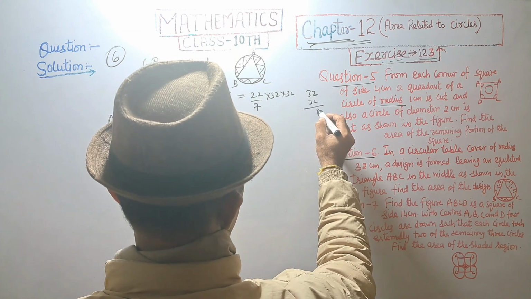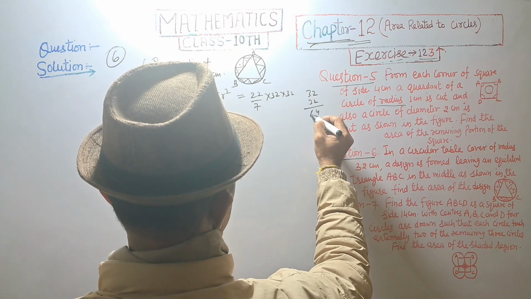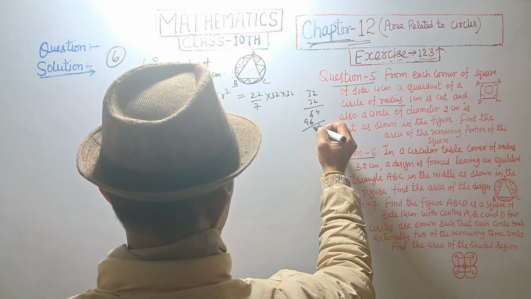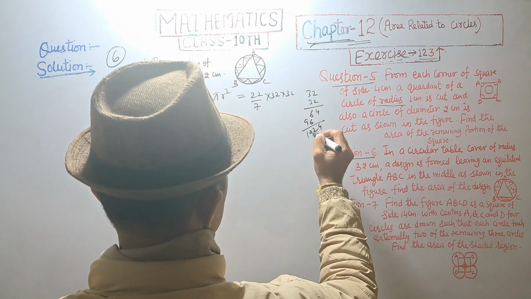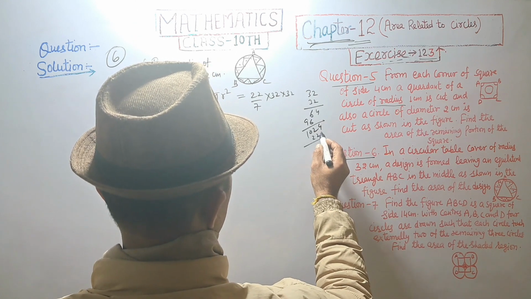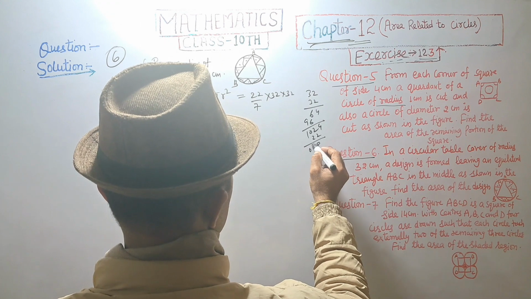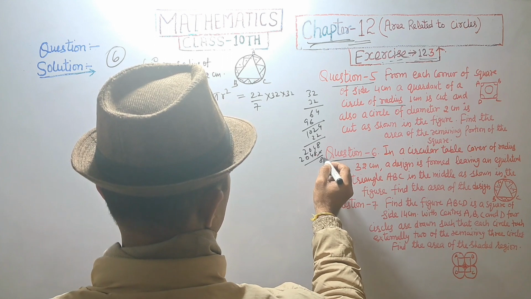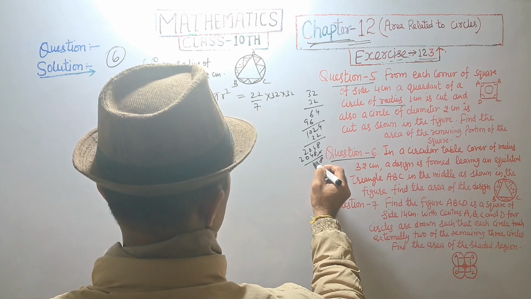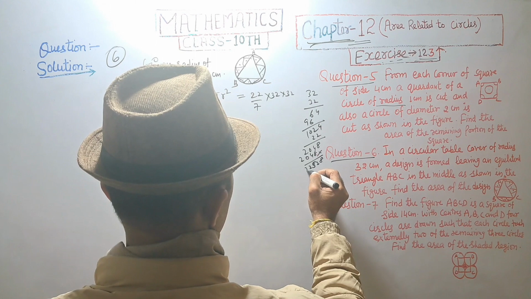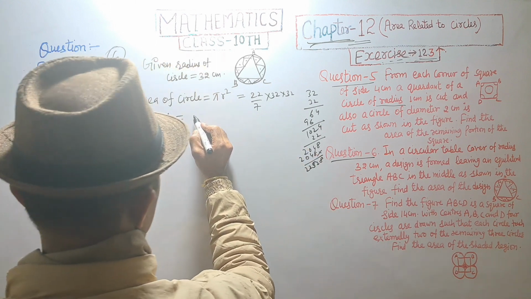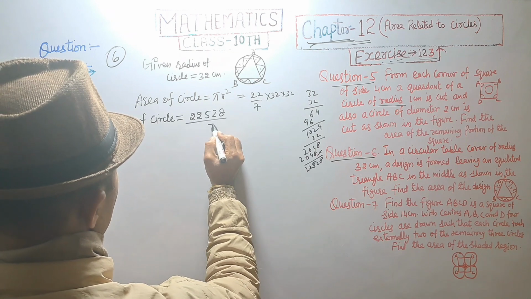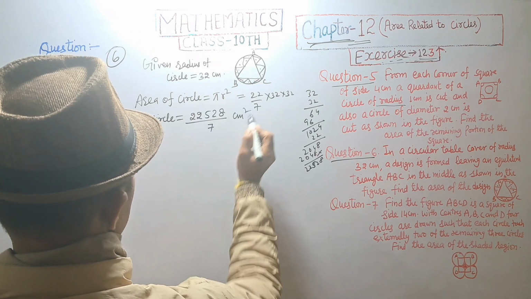32 into 32. 2 2s are 4, 2 3s are 6, 3 2s are 6, 3 3s are 9, 4 1 2 . That is 1024 into 22. 4 2s are 8, 2 2s are 4, 0 2 1s are 2, and 2 0 4 8. That is 22,528. Area of circle is equal to 22,528 divided by 7 centimeter square.